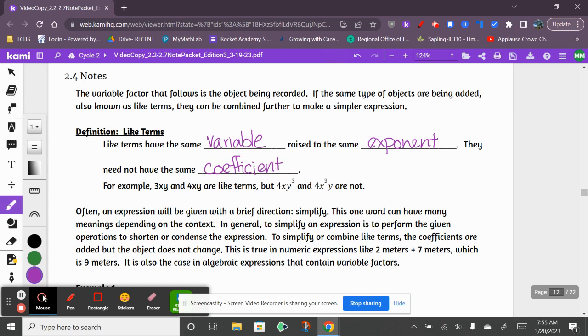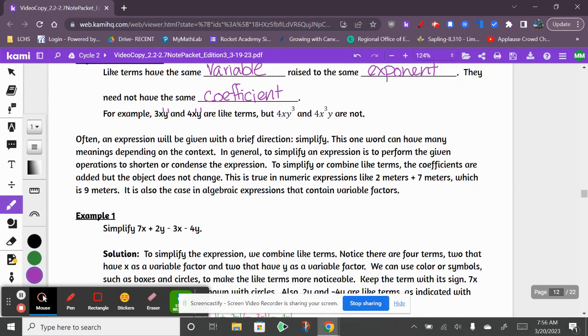For example, 3xy and 4xy are like terms because they have the same variables and they're raised to the same exponent. In this case, the invisible exponent would be 1 for both x and y. But if we look at this one, even though the coefficients are the same, the variables are raised to different exponents. The x is raised to a 1 here, where it's raised to a 3 here. And likewise with the y's, those don't match either.